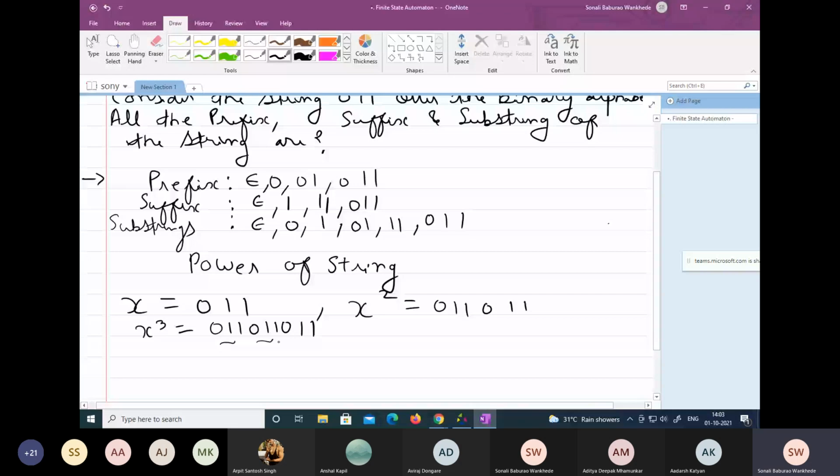Okay, now let's start with a new concept which is called deterministic finite automata. Before we proceed to that, you'll have to understand what the various types of finite automata are and what the concepts behind them are.